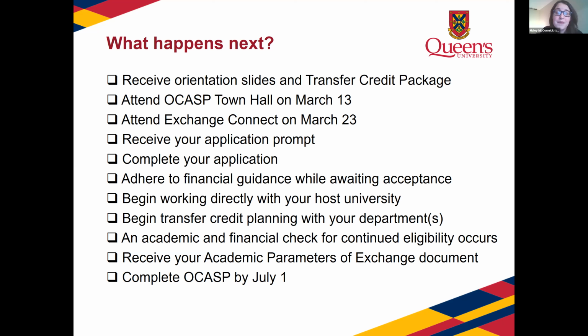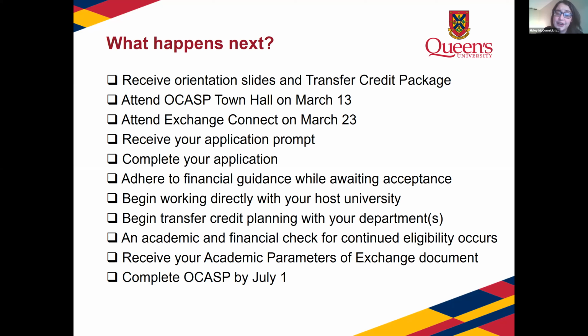Around the middle of May, we're down on the third last check box here. Around the middle of May, our team is going to do an academic and financial check for continued eligibility. What this means is we're going to review your internal Queen's record, just like we did when you applied, to make sure that you're continuing to meet the eligibility requirements for exchange. And usually that's an all clear and we continue to move students along. But if we see anything that worries us, we'll reach out to you and we'll have a conversation. And then, like I was saying, in the next couple of weeks, you'll be receiving from us an academic parameters of exchange document. That's a 1-page PDF that outlines everything we talked about earlier.